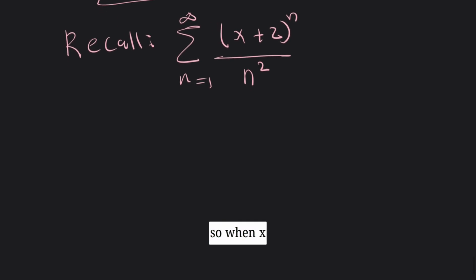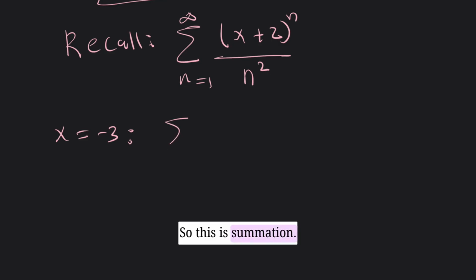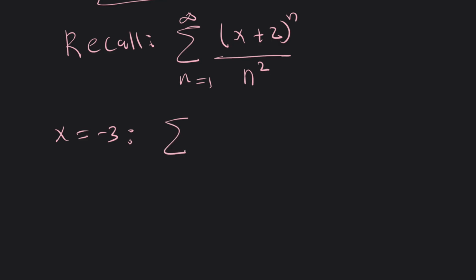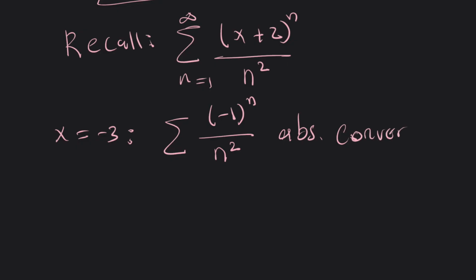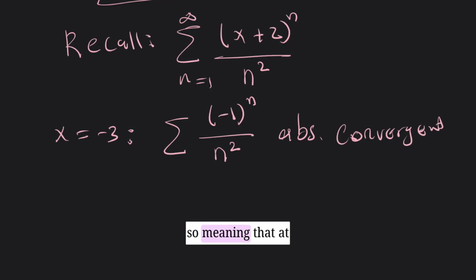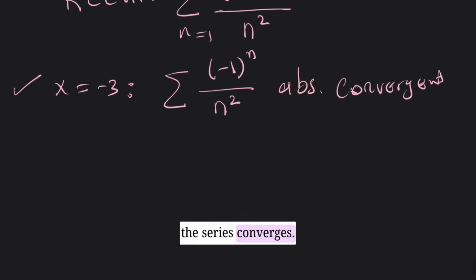Okay, so when x is -3 at the end point, -3 plus 2 will just be -1. So this is the summation of what? -1 to the power n divided by n squared. So this is a series which is absolutely convergent. Okay, so meaning that at x is equal to -3, the series converges.